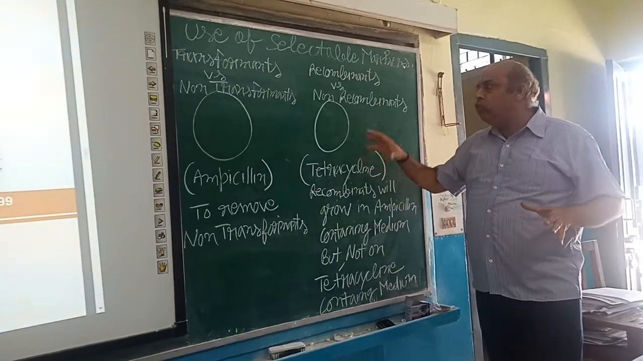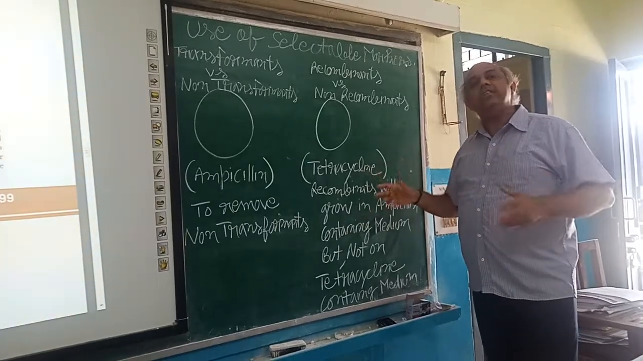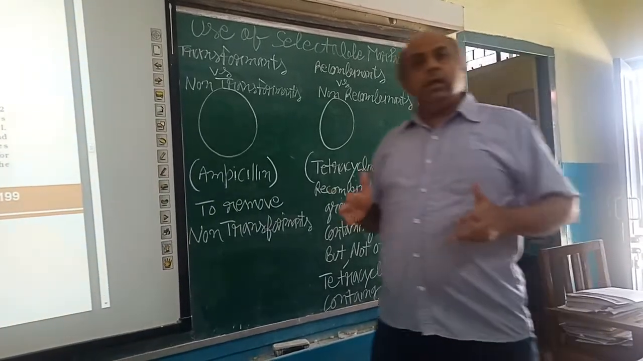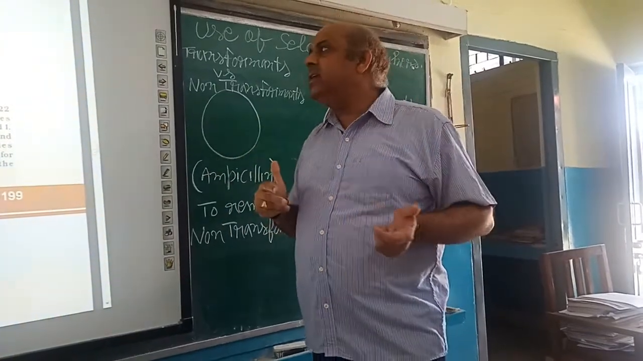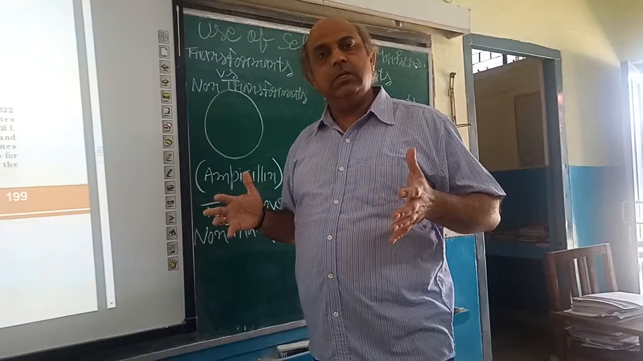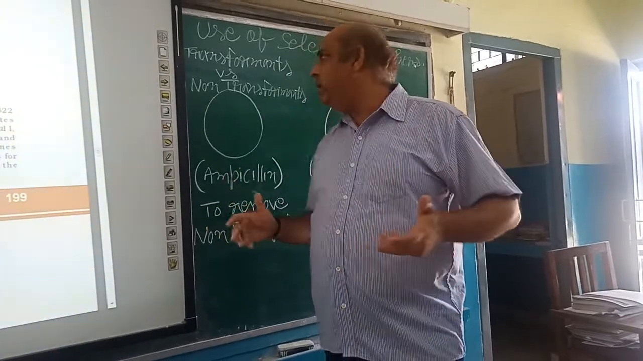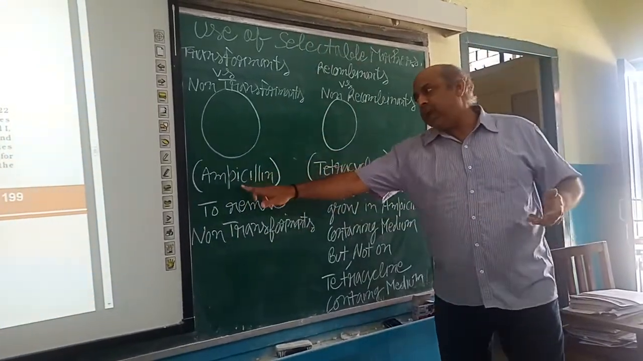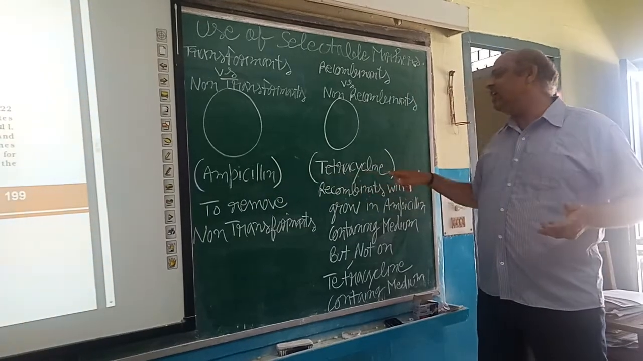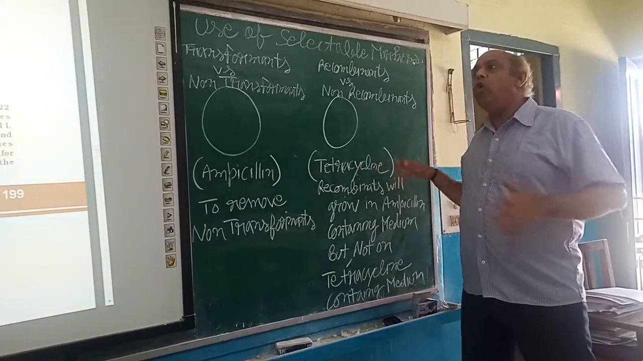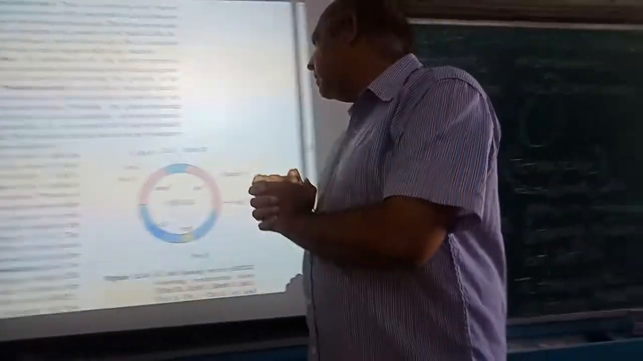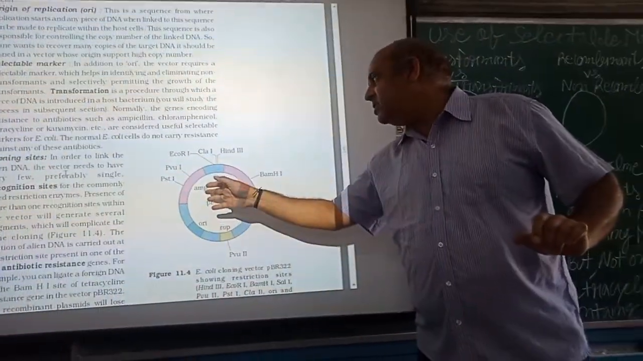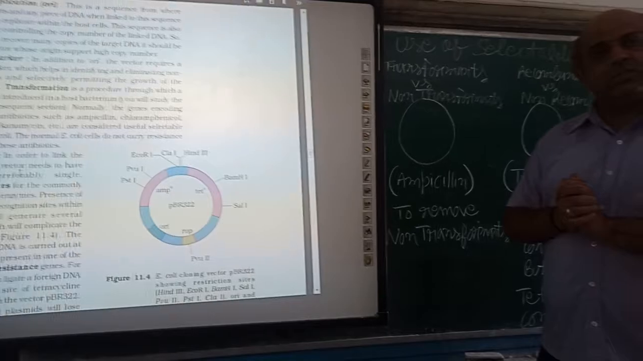We have to pick out those bacteria that do not survive, because those are the bacteria in which we are interested. In those bacteria, there will be recombinant plasmid, recombinant DNA, because they will have resistance against ampicillin but not resistance against tetracycline. As I have already told you, there are two selectable markers. One is ampicillin resistance and the other is tetracycline resistance.